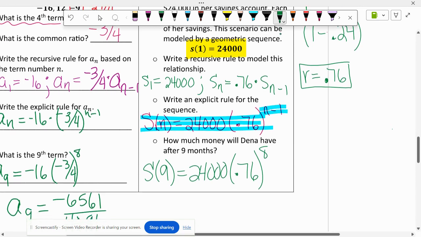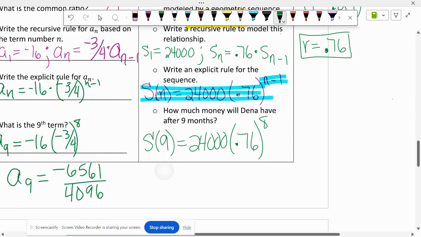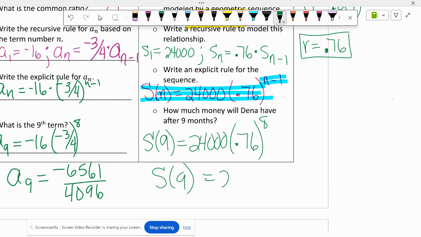So how much money does she have in her account after 9 months? $2,671 point, just give me 2 decimals. Make sure you round it if you need to. 8. What was the number after the 8? 3. Okay. So she has $2,671.28.